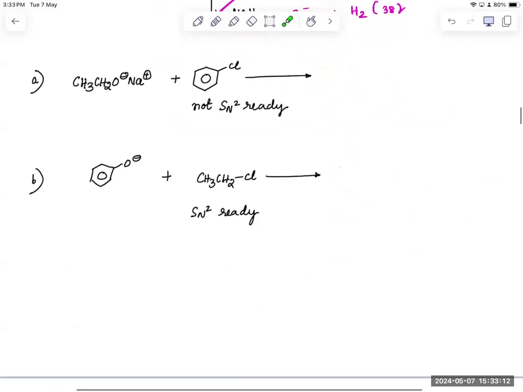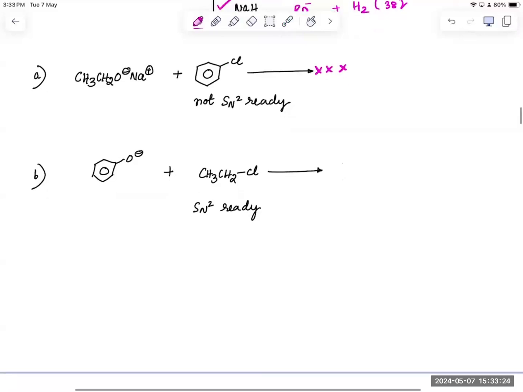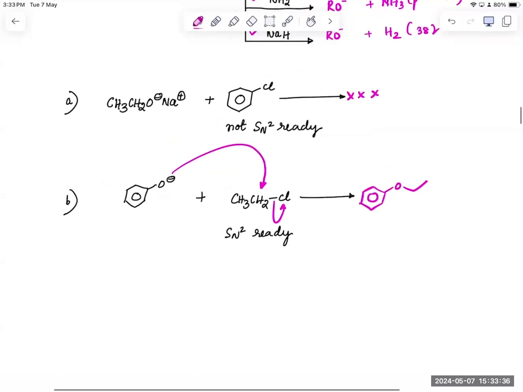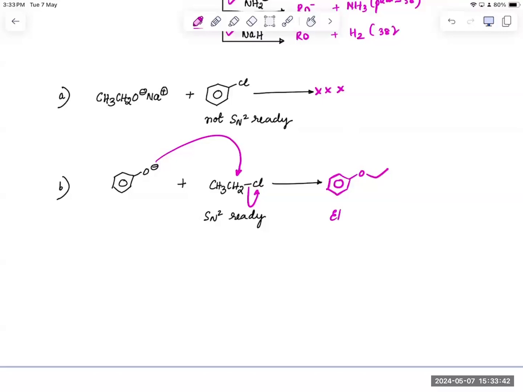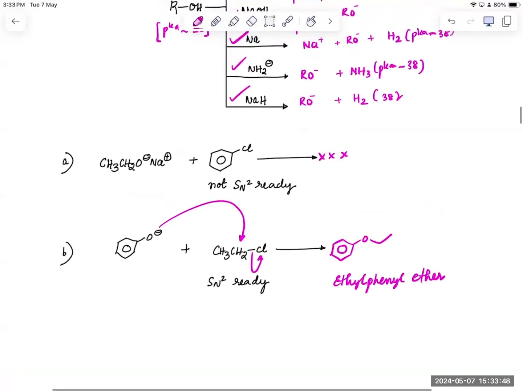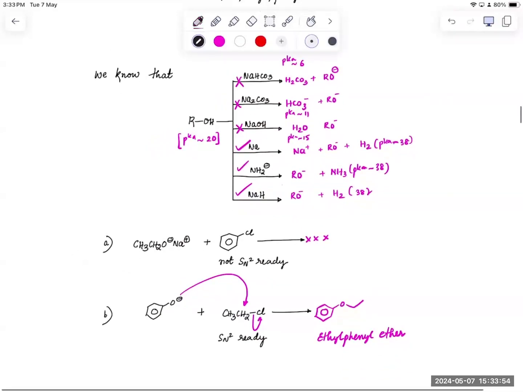Now, if you try to treat this alkoxide, you can see this is benzyl, this is phenyl chloride. Chlorine is directly connected to phenyl. So will there be any reaction? No reaction here. Now here you can see it is at the primary position, so definitely there will be reaction. So this will attack here, Cl minus will leave. So what is the product I'll get? We'll get an ether like this. So this is ethyl phenyl ether. I hope all of you understood this point, how the Williamson synthesis works.